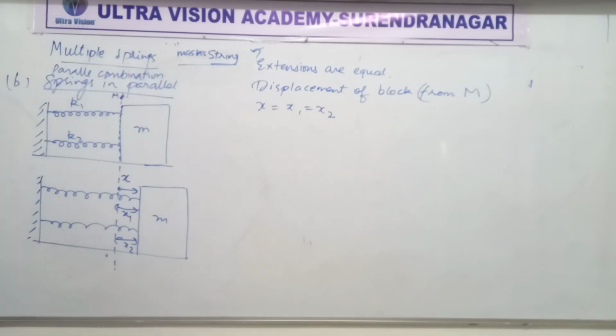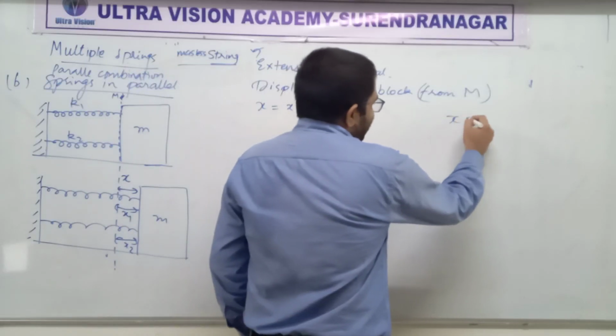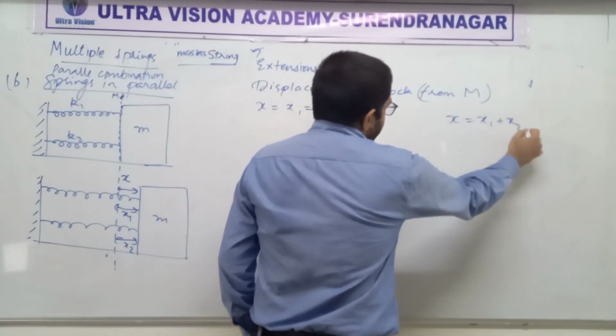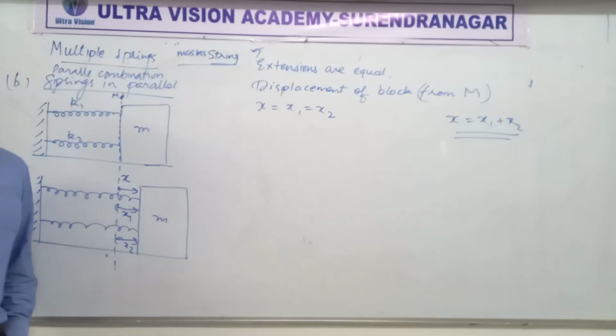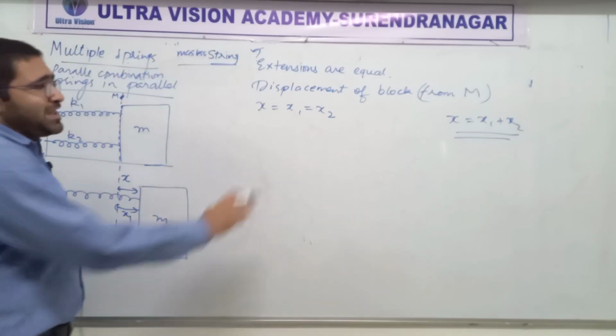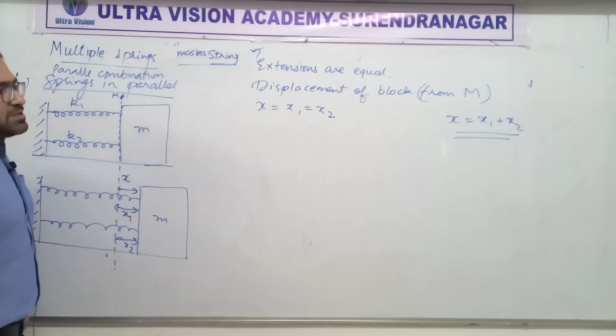This is a story turned completely around. If you go back to the series, there the extensions were actually to be added to find displacement. Yes or no? We got this kind of relation in series, right? But in parallel, we're getting that the extensions are equal. Okay? Right?